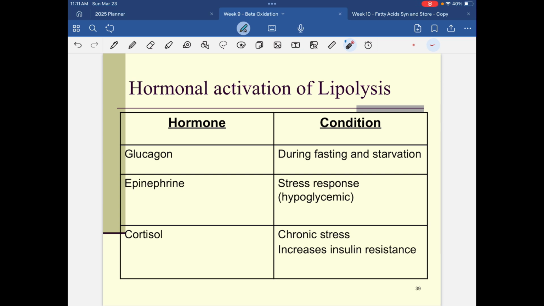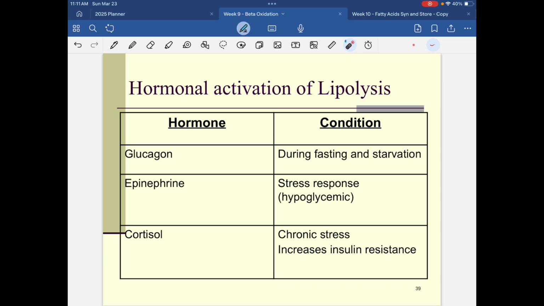If I need energy, I need to break down fats. If I need to break down fats, I have to undergo lipolysis. This is just the breaking down of fats part. This isn't the beta-oxidation part. This is that, getting the fats out of the adipose tissue part. So glucagon is going to help activate this. We're going to see it during fasting and starvation.